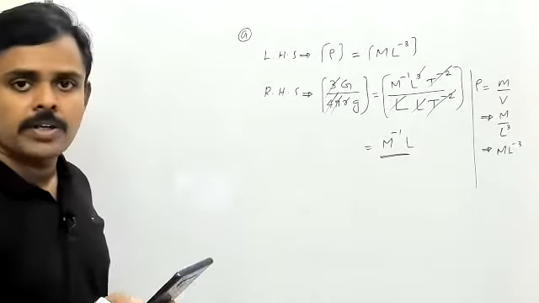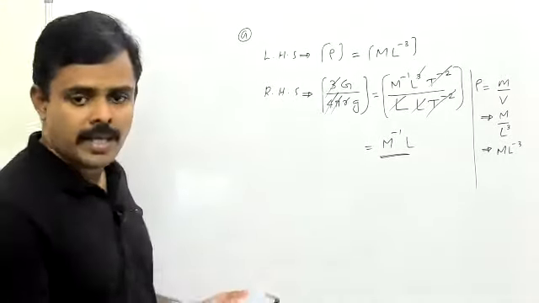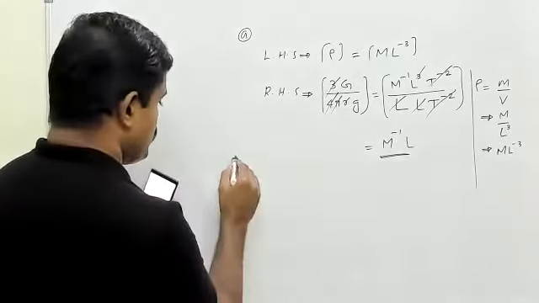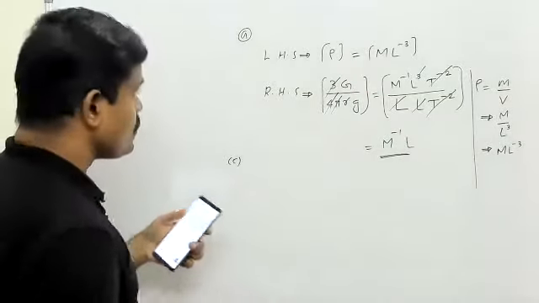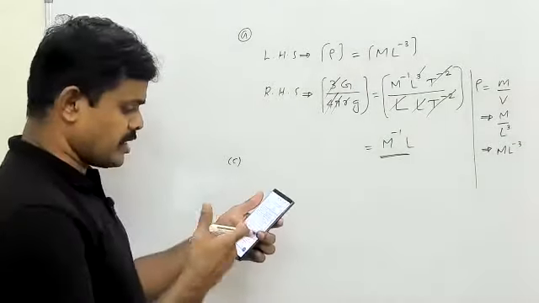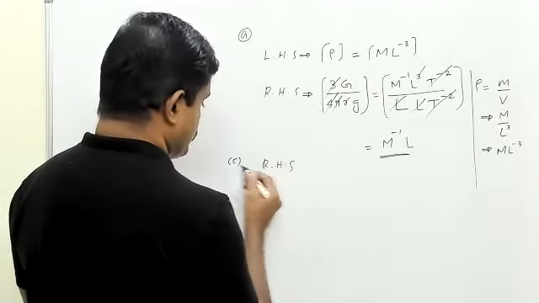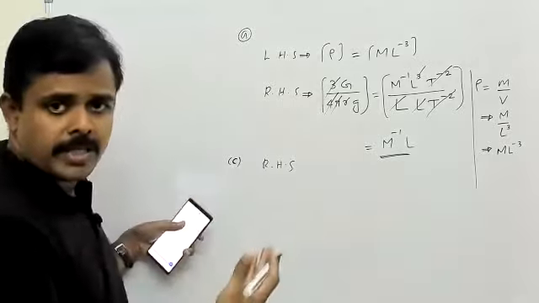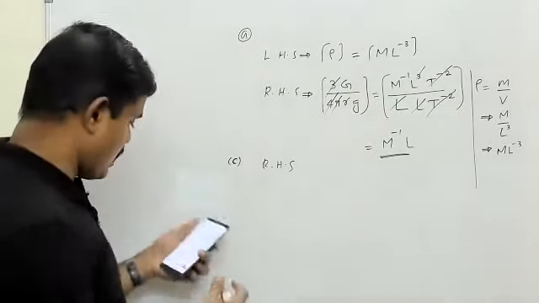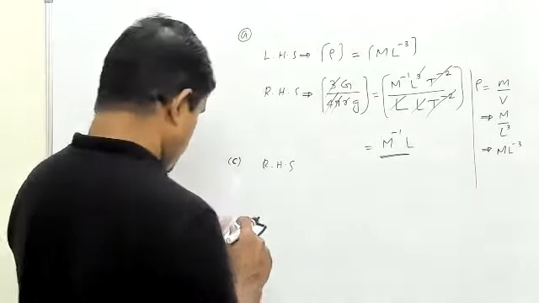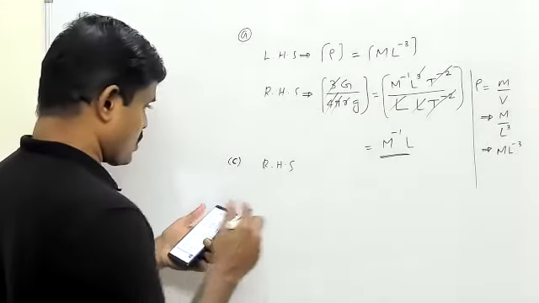I'm trying my luck with option C now. I'm skipping B. I'm just checking with option C now. LHS is not to be checked because it is all wrong. RHS I have to check. So let us see if option C works.